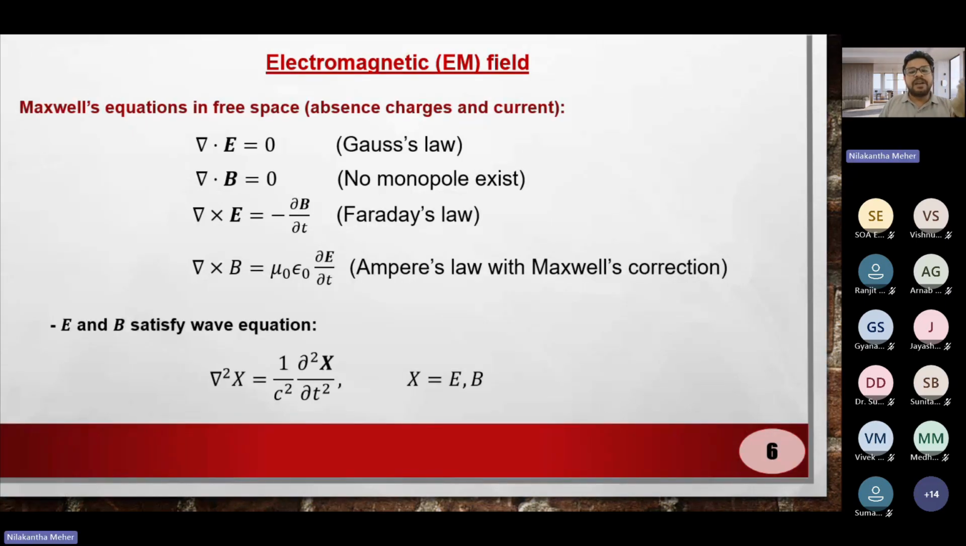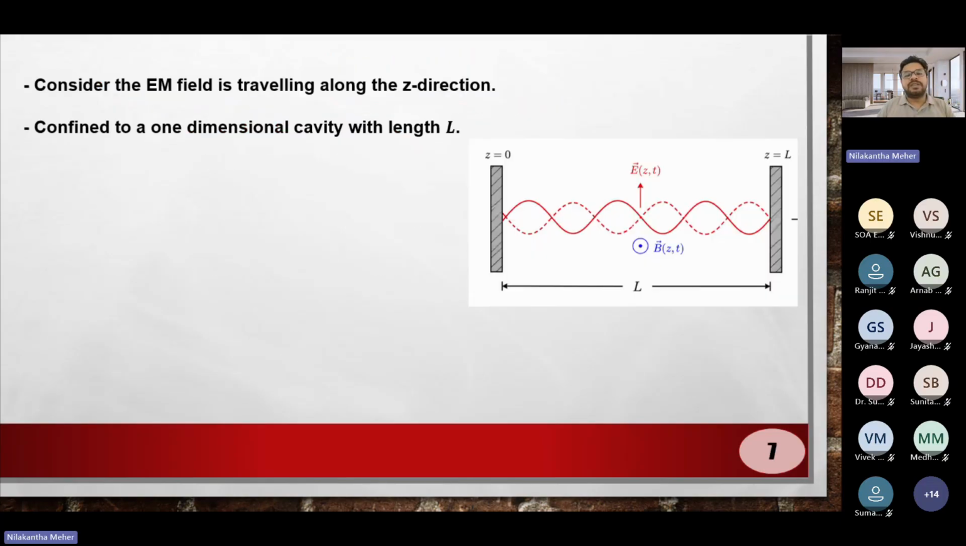So this electric field and magnetic field satisfy a wave equation. Separately, they satisfy a wave equation. That means we know that essentially these four Maxwell's equations give the idea about this electromagnetic wave. Now consider a cavity. Cavity means two mirrors, and this electromagnetic field is traveling along the z direction.